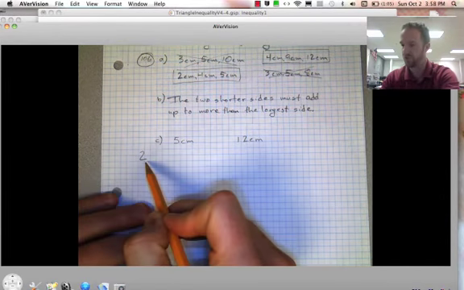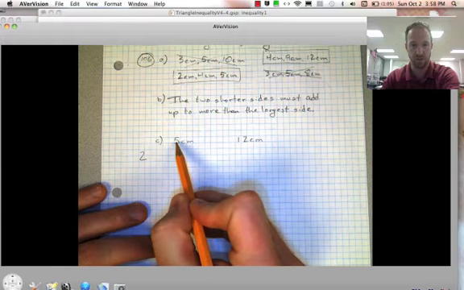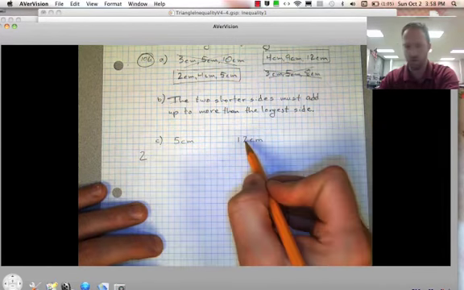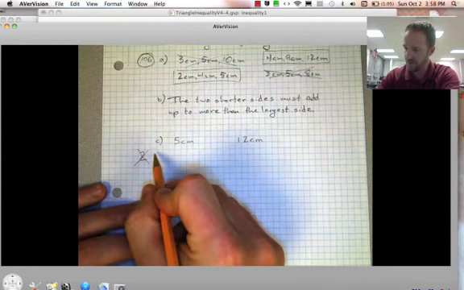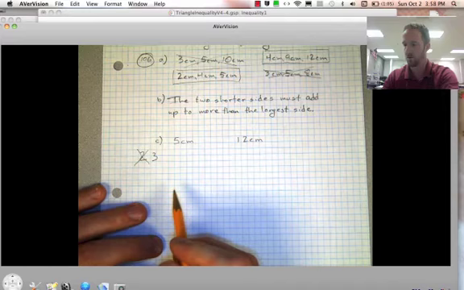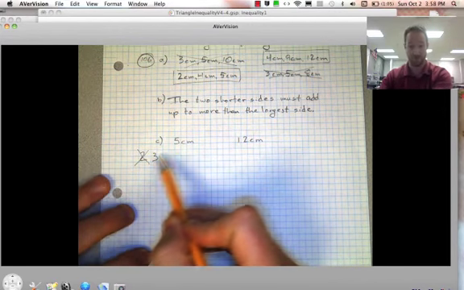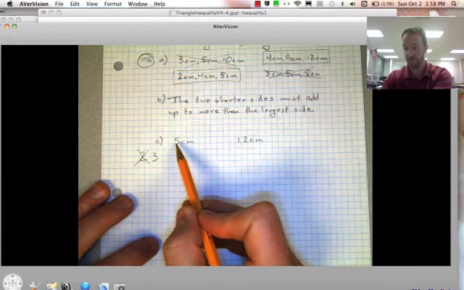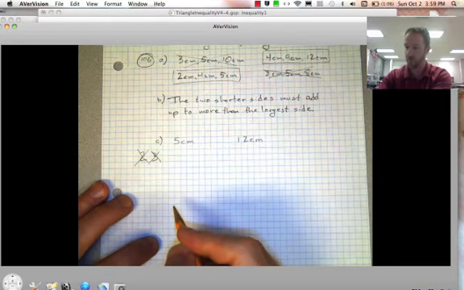Well, if the 3 sides are 2, 5, and 12, the smaller ones are 2 and 5. If you add those together, that makes 7, but that's not bigger than 12. So 2 won't work. Let's try 3. So if the side lengths are 3, 5, and 12, the two smaller ones are 3 and 5. 3 plus 5 is 8, but 8 isn't bigger than 12. So again, 3 will not work. Let's try 4.